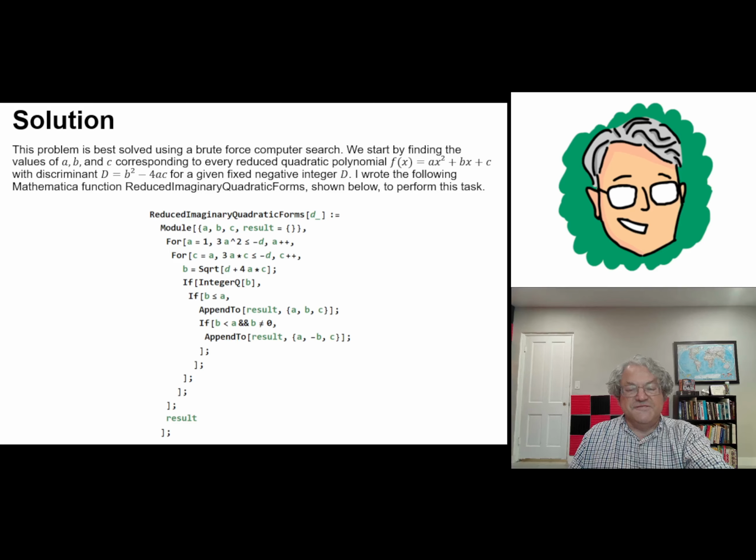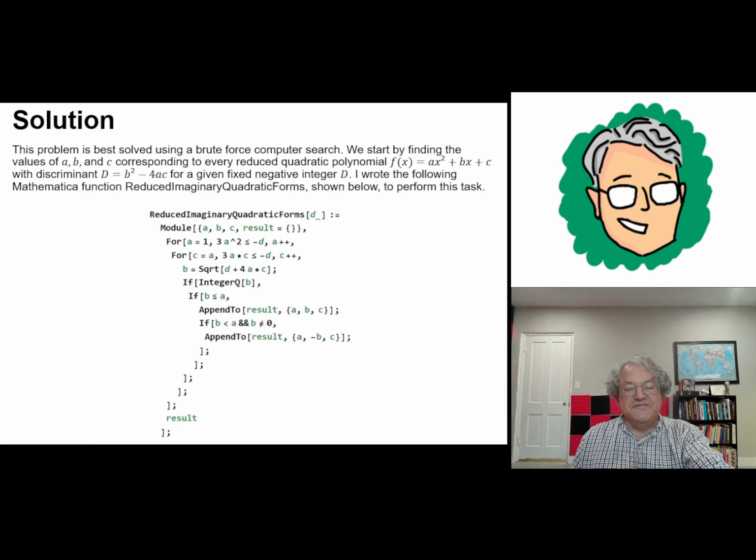And then similarly for c, so c has to be at least a. Remember, we're requiring that a is less than or equal to c. So we start c equal to a, and then now we're requiring that 3ac is less than or equal to minus d for the same reason I said earlier. And now, once we have a and c, b is fixed because we're already fixing the discriminant d. So you can solve for b. b is just the square root of d plus 4ac. We could just do that using algebra, using the equation for d, which is b squared minus 4ac.